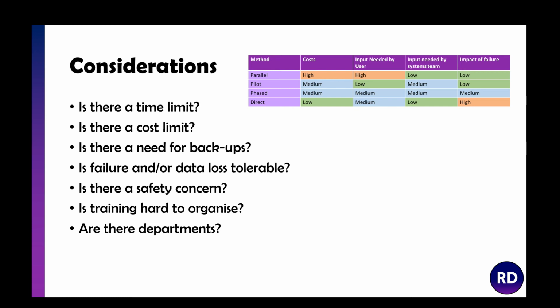Do we need to back up our system beforehand? Is there a potential for losing some data or something failing? Is there a safety concern? Is the training going to be hard to do? And do you have different departments that are going to need different training? These are all things we need to consider before we do the changeover.